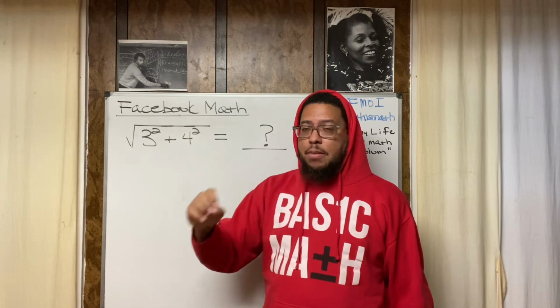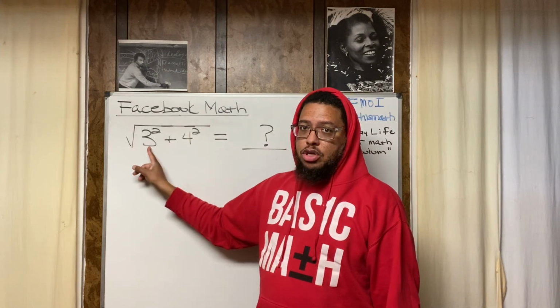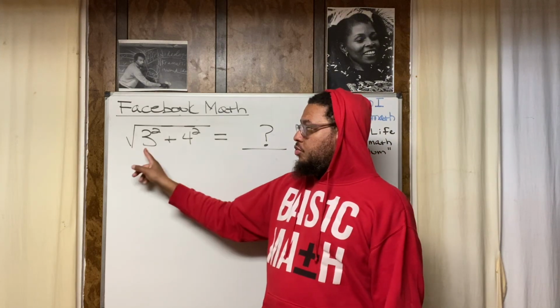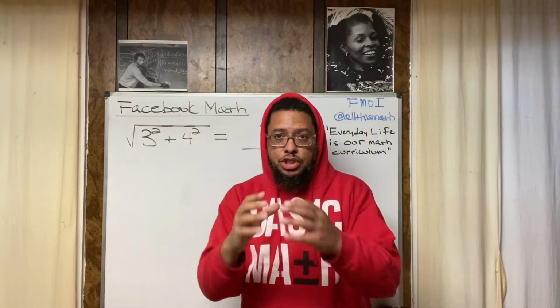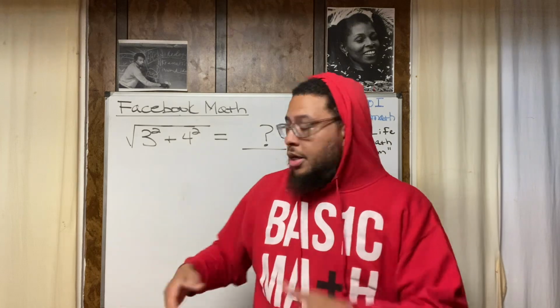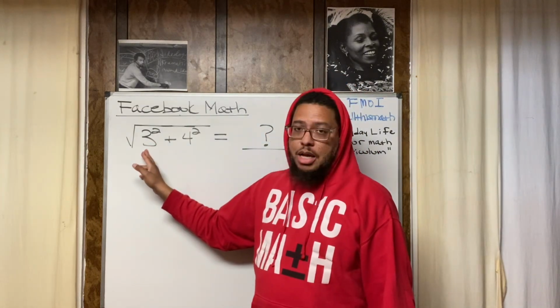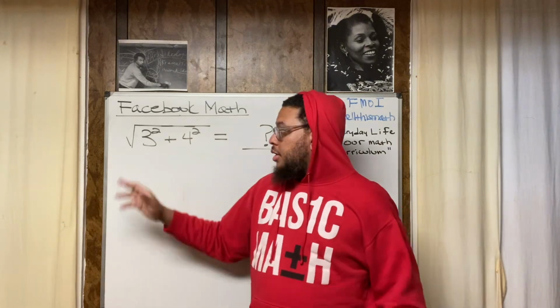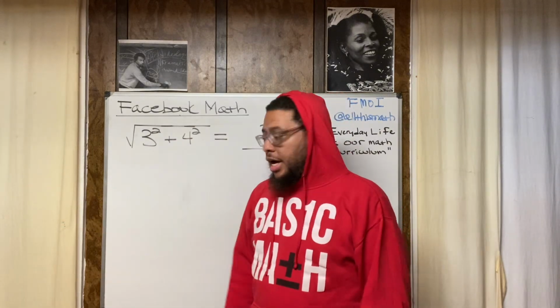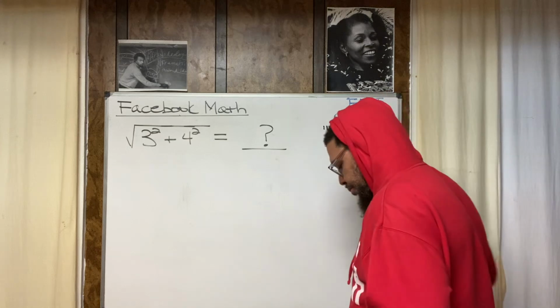The exponent tells me how many times the base shows up. This 3 is called a base, this 4 is called a base. This exponent tells me how many times that 3 would show up in a multiplication sentence. So if this is a 2, that means this will be 3 times 3 in real time. If I was to write it out in expanded form, this would be 3 times 3, which is 9, right? So let's simplify this.